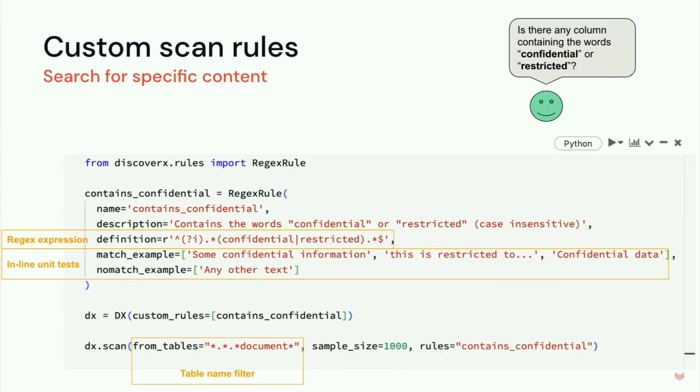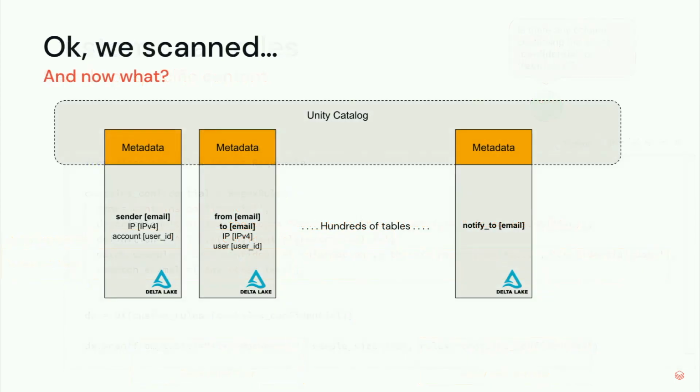And then you can run a normal scan. And in this case, we are looking in any catalog, any database, in any table that has document in the name with sample size of 1,000, and for just this rule that we define here. So just one rule. And in this way, we can scan, even if you have like thousands of tables, this will give you an answer in a few minutes about what is the frequency of this word in there.